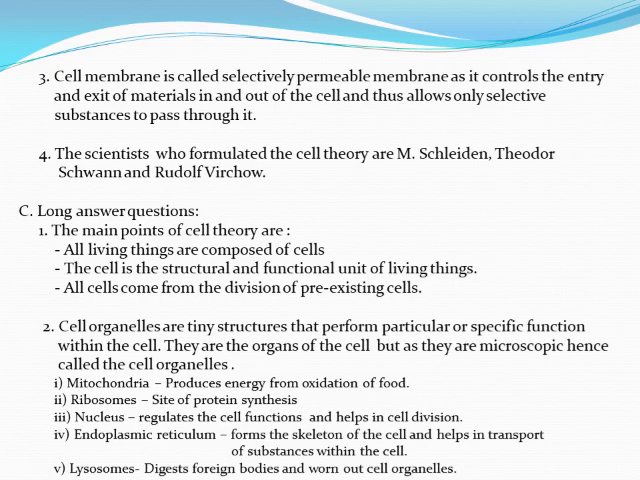Now, you are also asked in the question that you have to name 5 cell organelles along with their functions. So what I have given is only 5. You can choose any 5 and you can write according to your convenience. Now, the first one I have written is mitochondria. Produces energy from oxidation of food.